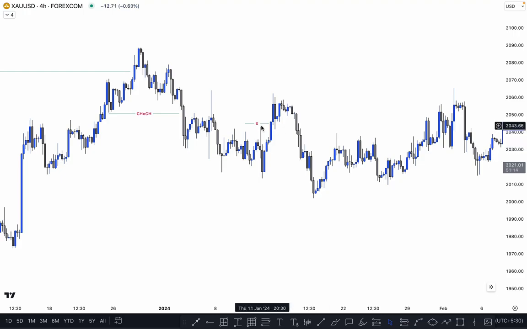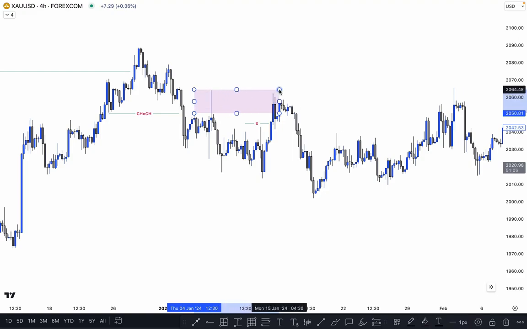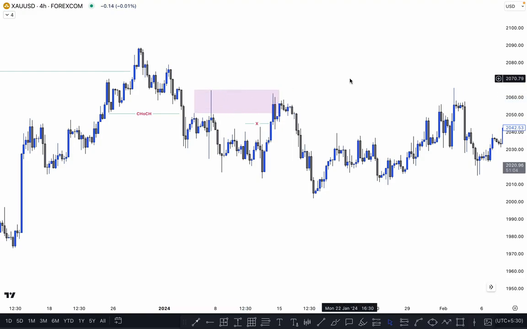So this is inducement, okay? Because the market creates a CHoCH, takes out the inducement, and you have to wait for the unmitigated order block or POI. So our hidden supply zone is here. Why is this a hidden supply zone?